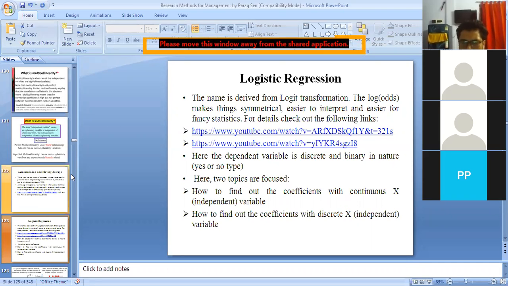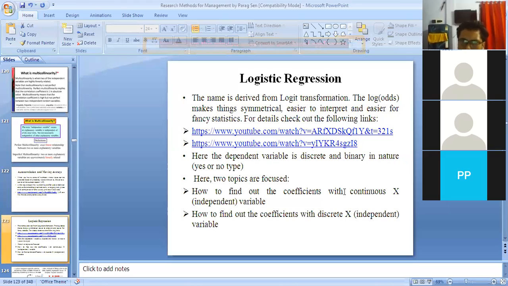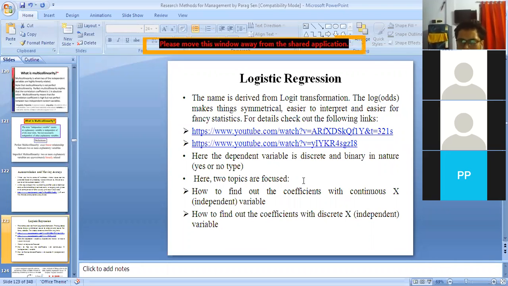Now there are two different types of logistic regression. One is when your dependent variable and independent variable are both discrete in nature, and the other is when your dependent variable is obviously discrete in nature, but your independent variables are continuous in nature. So in that case, we use logistic regression.